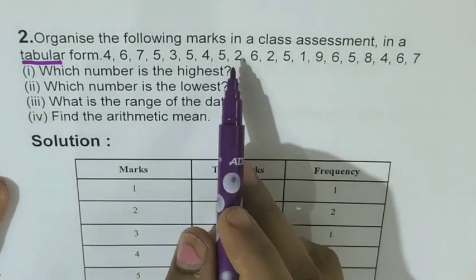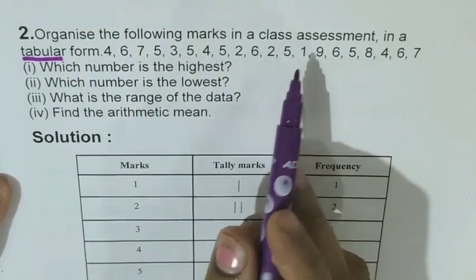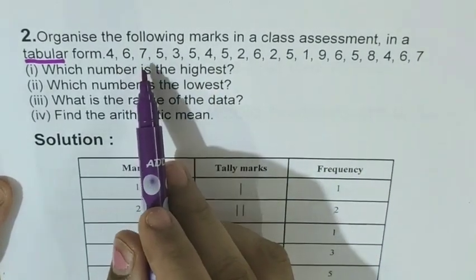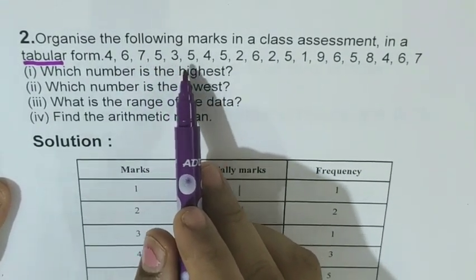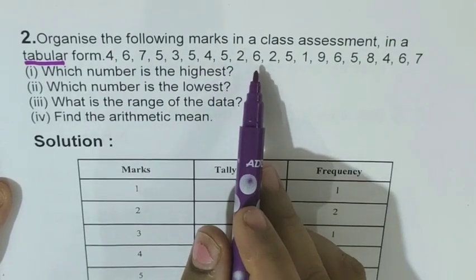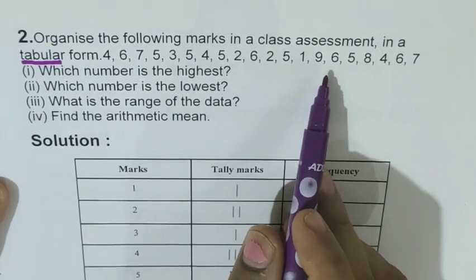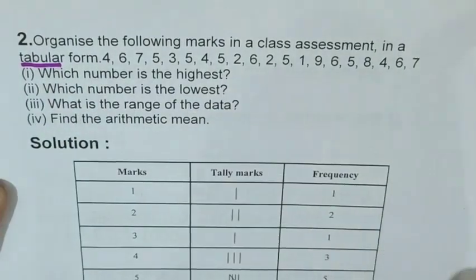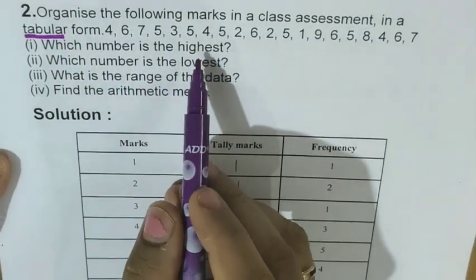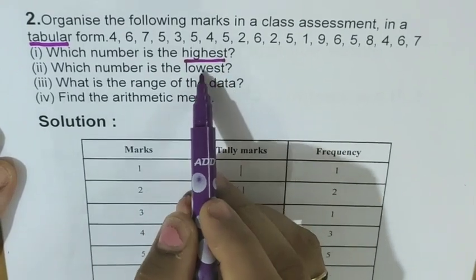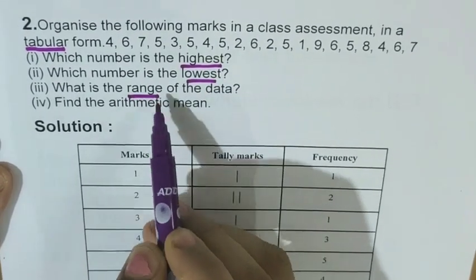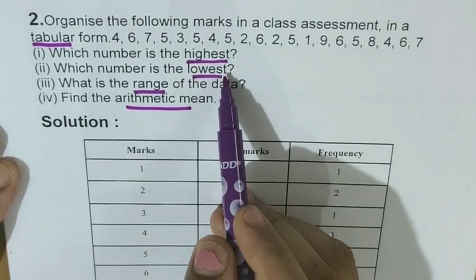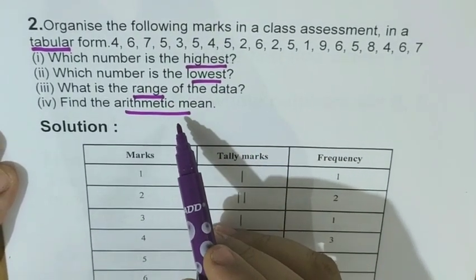Organize the following marks in a class assessment in a tabular form. Data is given, that is 4, 6, 7, 5, 3, 5, 4, 5, 2, 6, 2, 5, 1, 9, 6, 5, 8, 4, 6, 7. We should express this in the tabular form, and also we should find out which is the highest one, lowest one, range and arithmetic mean. What we have to find out? Highest, lowest, range and arithmetic mean.